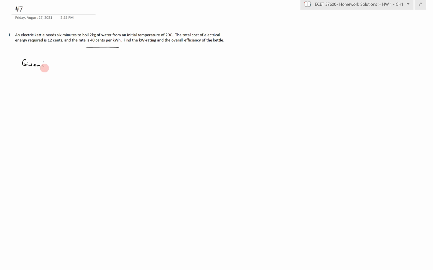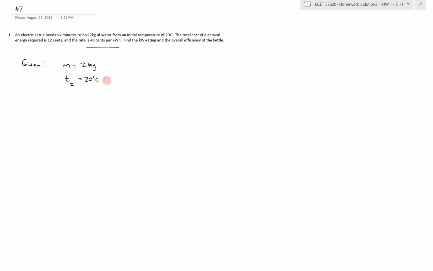Given we have 2 kilograms of water. Kilograms is a mass, which has the symbol M, 2 kg. We were told the initial temperature, so before we turn the kettle on, the initial temperature, T initial, was 20 degrees Celsius.